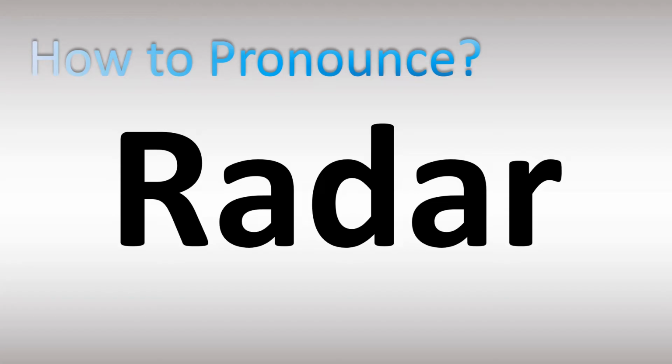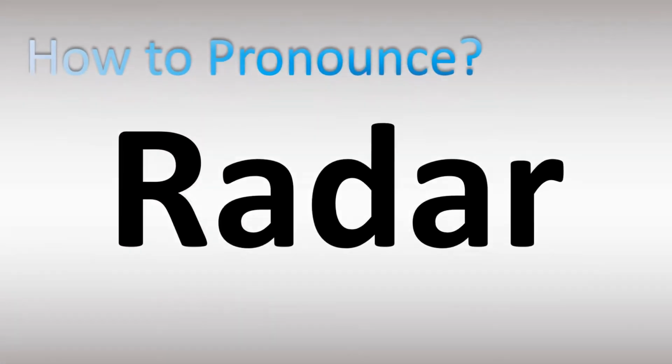How do you pronounce these words? Let's break down the different pronunciations. In British English in the UK, it's said as radar, 2 syllables, stress on the first one, ray, da. Now in the US and American English, it's pronounced as radar.